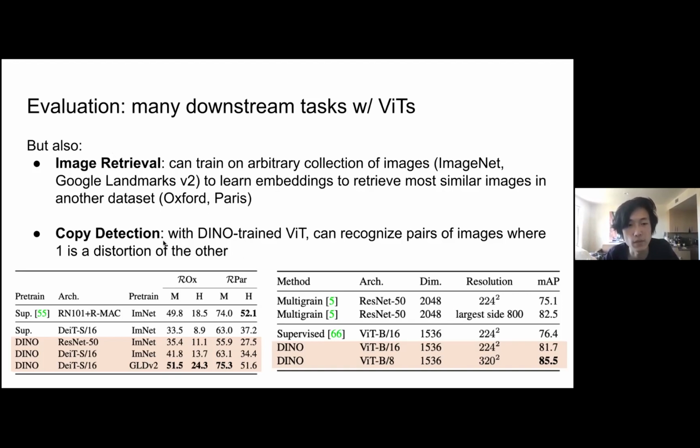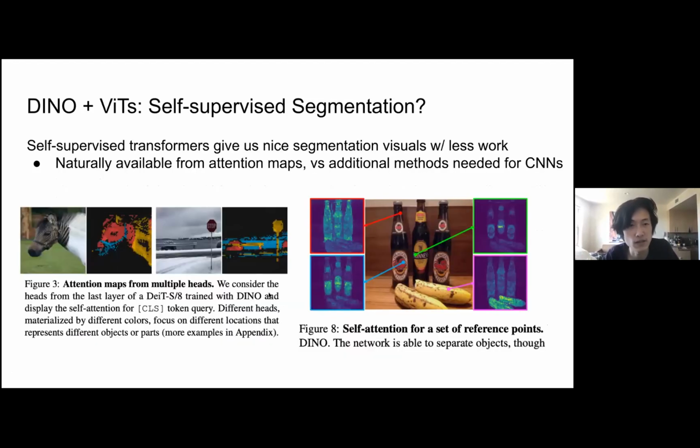This other idea of copy detection is also similar to this. Is our model essentially learning some notion of similarity with respect to images that it has never seen before? Can you recognize pairs of images where one is a distortion of the other? So that's kind of interesting.